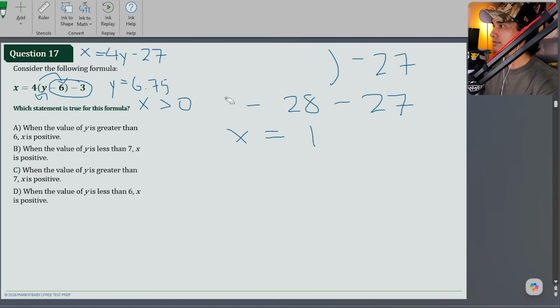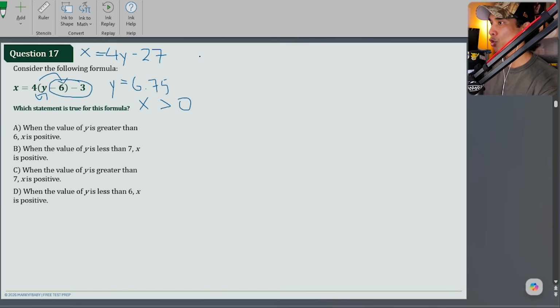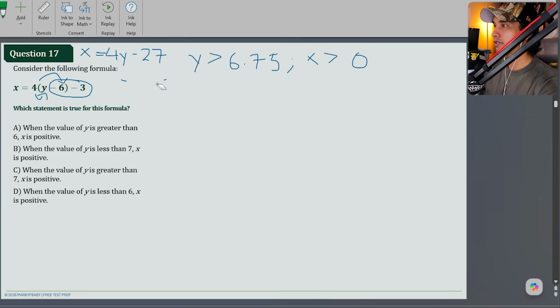Now, we have that, okay? What I'm doing here is I am establishing rules, okay? So I chose a y value greater than the cutoff, which is 6.75, and that yielded a positive x value, okay? Now, what will happen if I choose a y value less than 6.75?